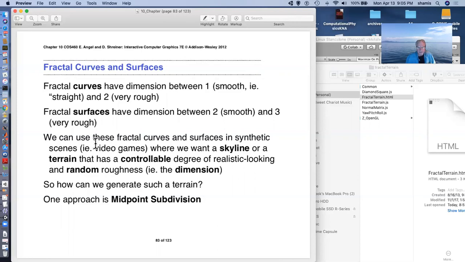So we can use these fractal curves and surfaces in synthetic scenes, in other words, video games, where we want, say, a skyline or a terrain that has some controllable degree of realistic and random roughness, i.e. a particular dimension. So how can we generate such a terrain? Well, one approach is midpoint subdivision.